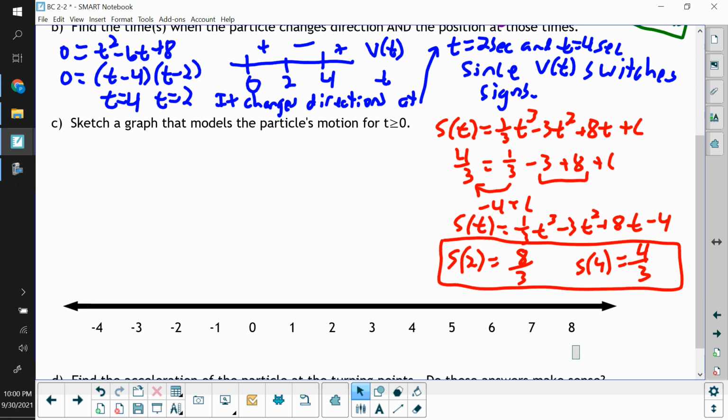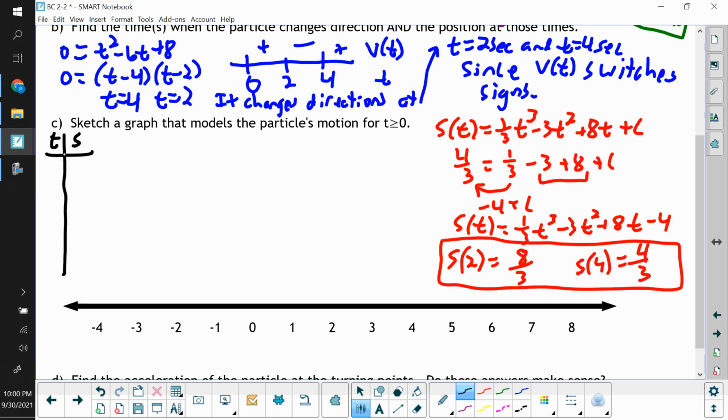So we now want to sketch a graph for its motion for t greater than or equal to 0. So let's create a little t chart here of time and our positions. And let's go at least past where the last direction changes. So let's maybe go up to 5.